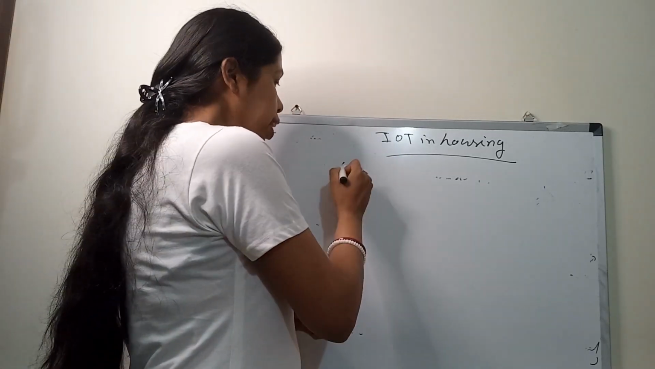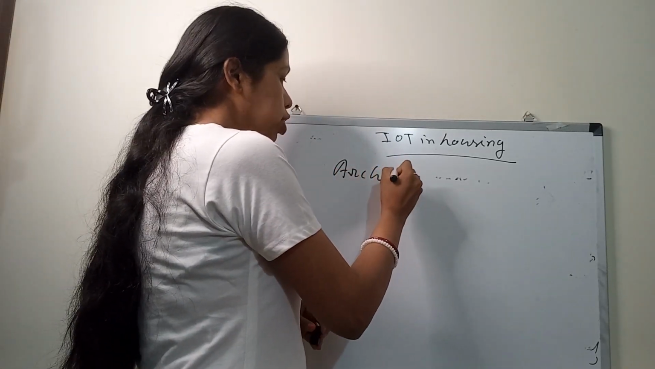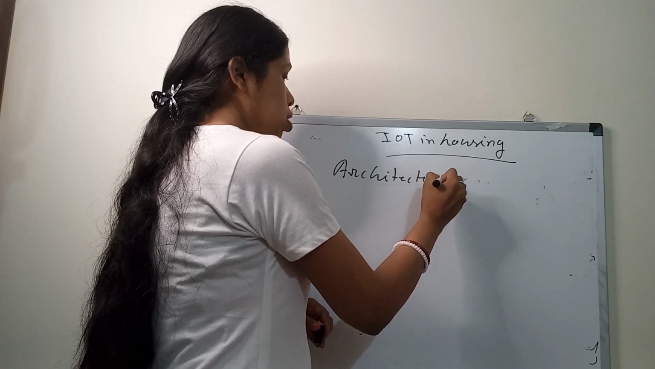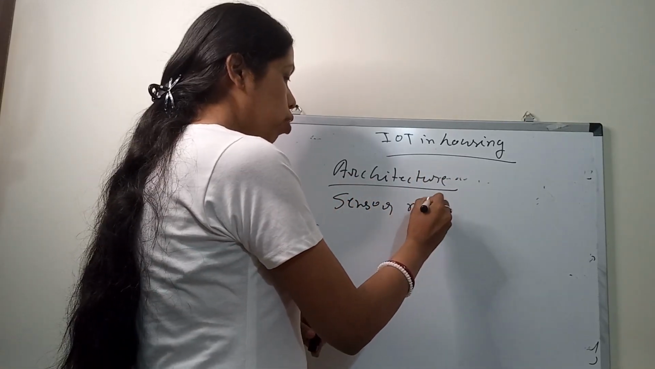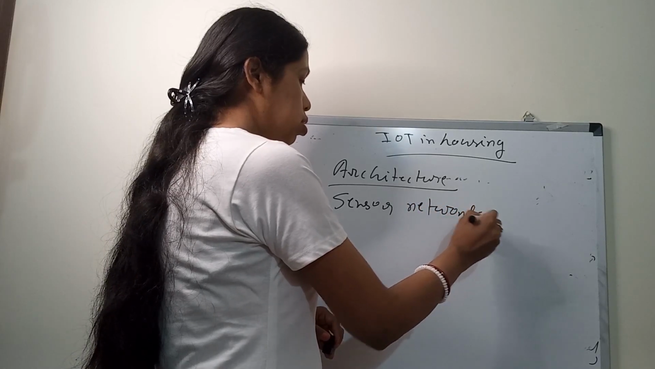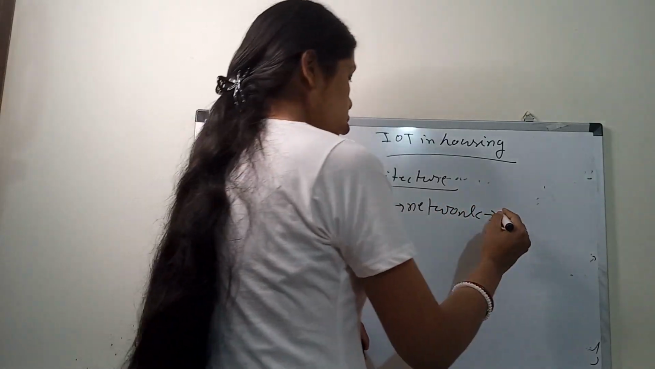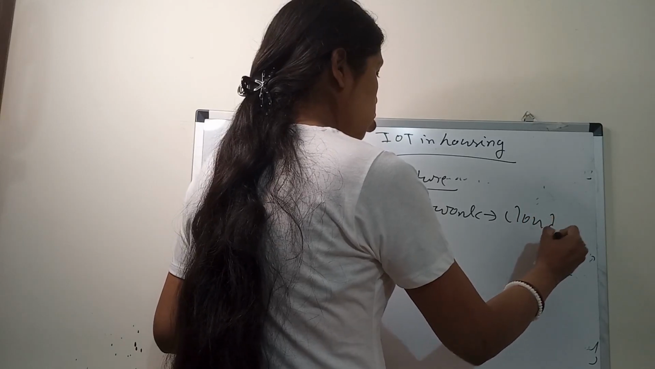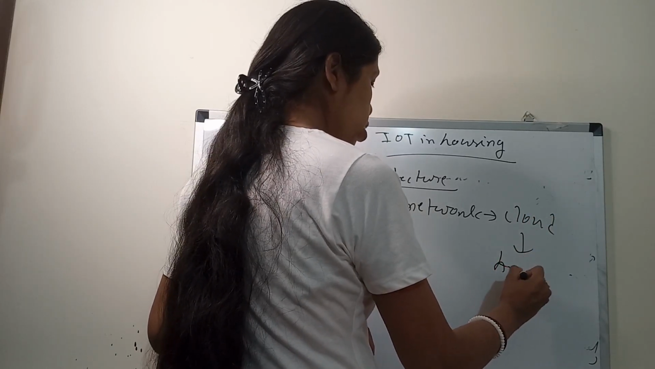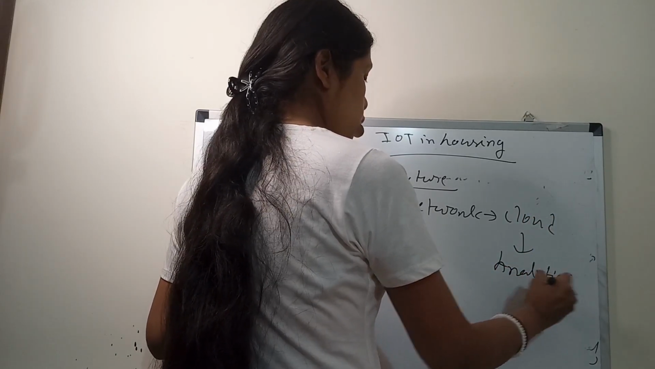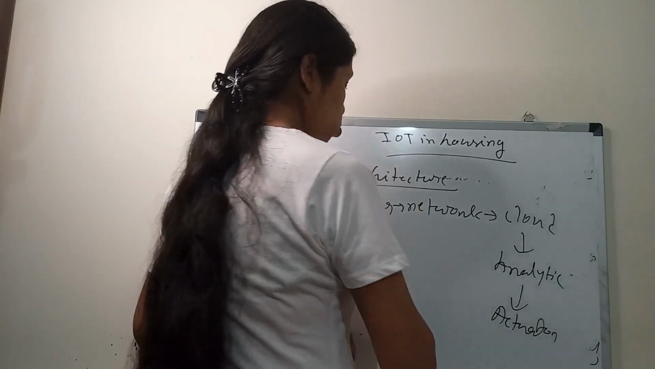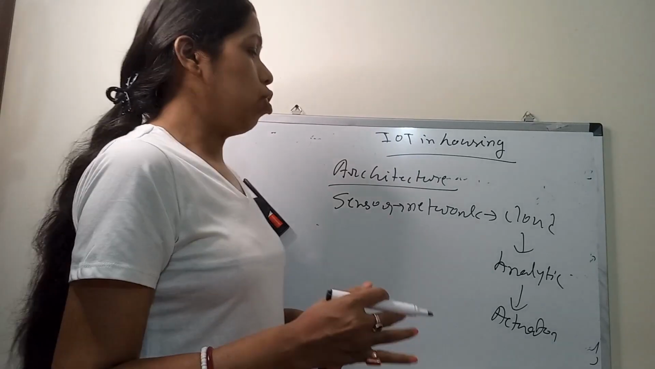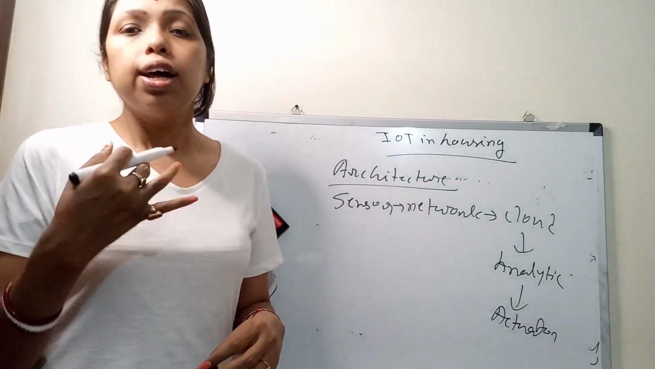Normally, in any kind of IoT architecture, first is the sensor, network, cloud, analytic, then actuator. Each and every component is also related to different kinds of layers.